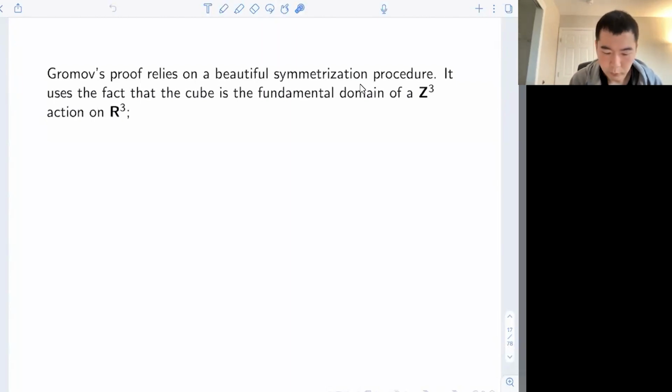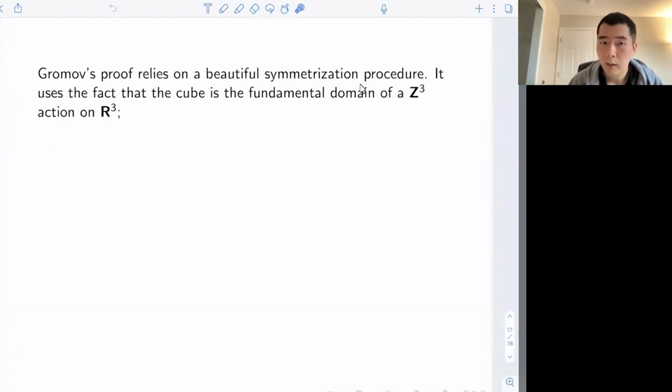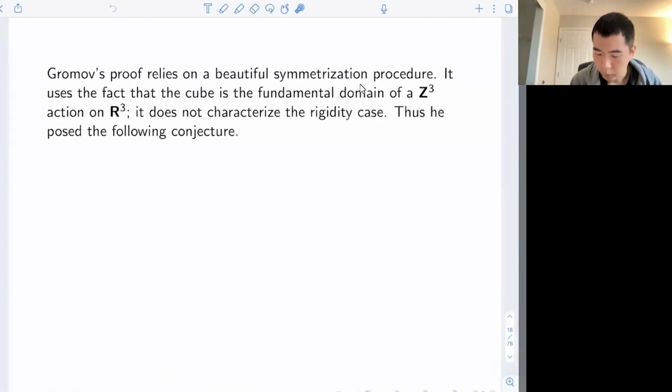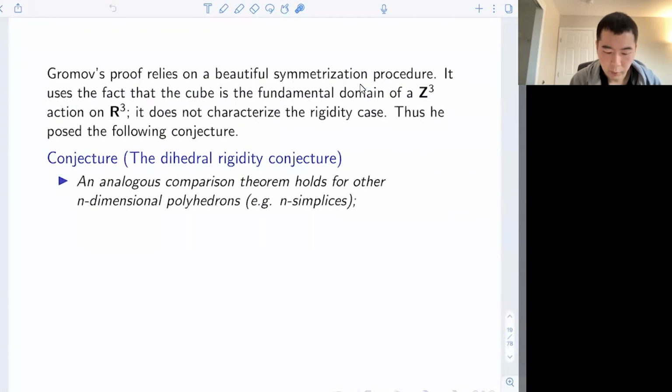On the other hand, it does use the fact that the cube is the fundamental domain of a Z3 action on R3, where in n dimensions it is the fundamental domain of a Zn action on Rn, and it does not characterize the rigidity case. Namely, in this case, what will happen if you change the strict inequalities to non-strict inequalities? Okay, so thus he posed the following so-called dihedral rigidity conjecture. So essentially, the conjecture just says that some analogous comparison theorem should hold for other n-dimensional polyhedrons.